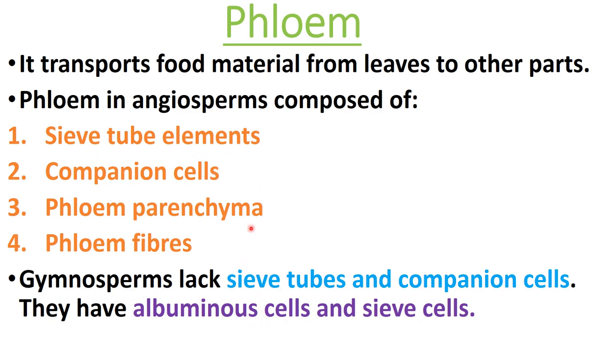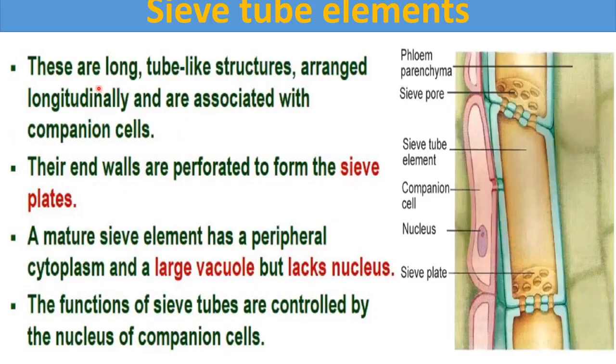Now let's discuss all these elements of phloem. Let's start with the sieve tube elements. Sieve tube elements are long tube-like structures arranged longitudinally. As you can see here, this is a complete phloem tissue, and in the center you can see this is the sieve tube element. This is a long, tube-like structure arranged longitudinally and associated with the companion cells.